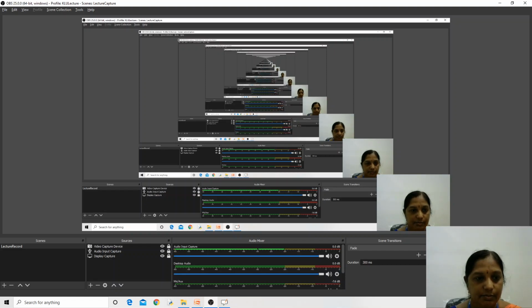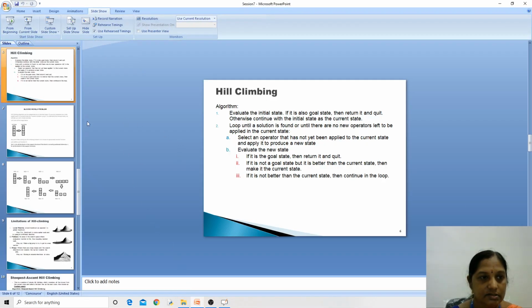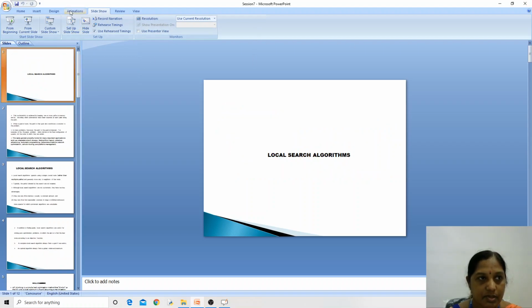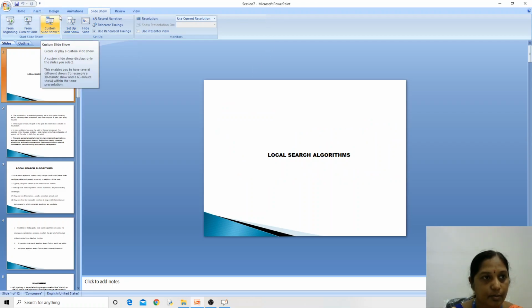Today, we are going to learn session number 7 in CO2. In this session, we are going to discuss what the local search algorithms are. So, this is the local search algorithms, and what are we going to learn in them?